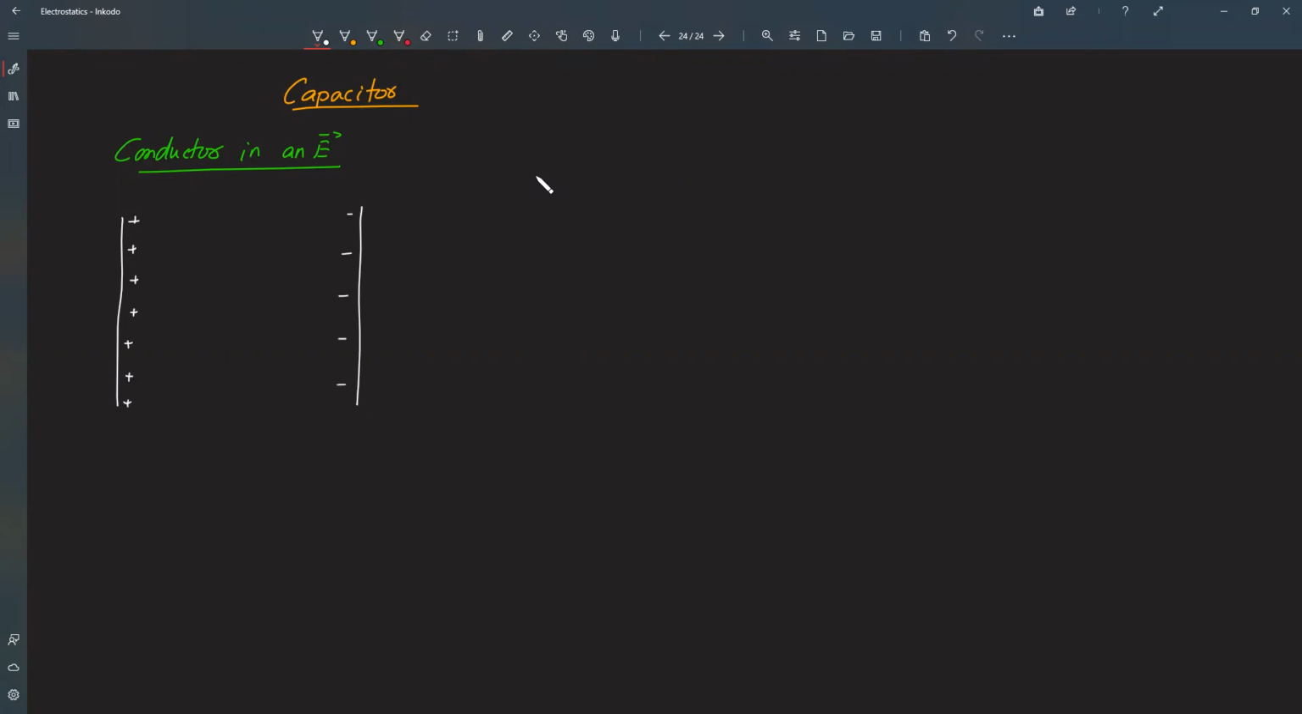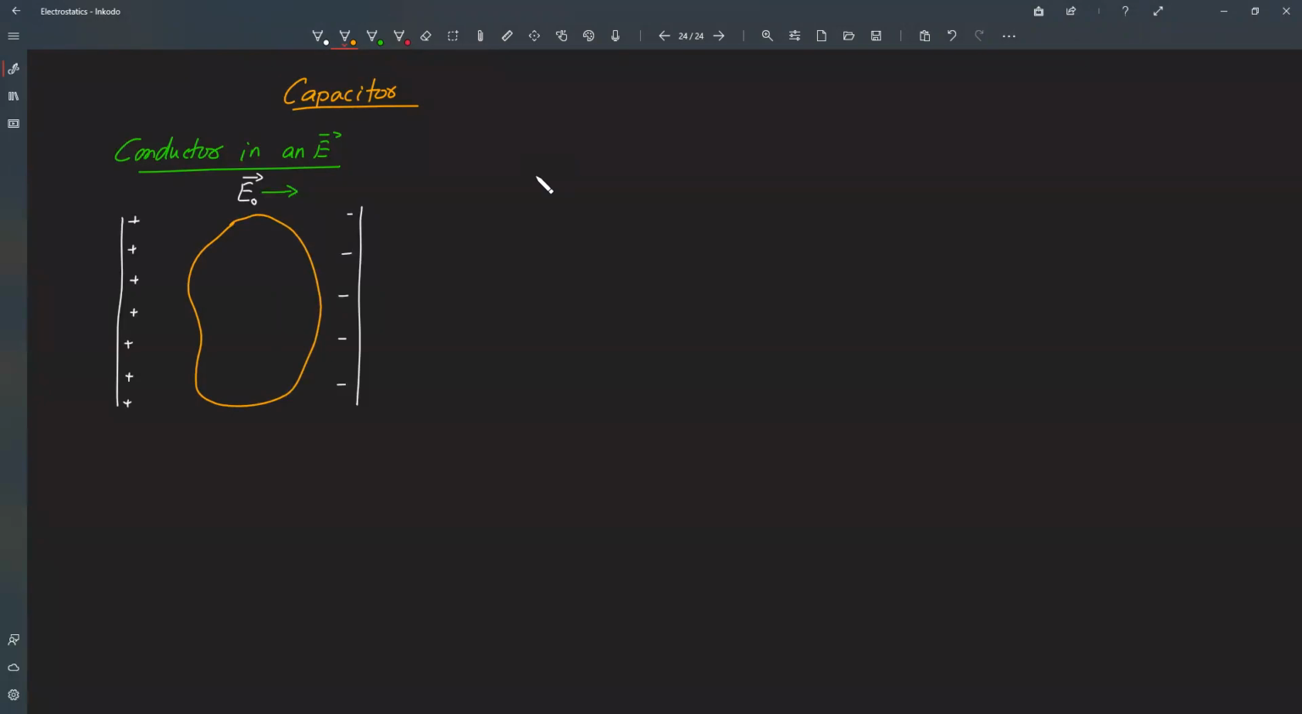So what happens here? There will be an electric field set up here, right? Let's say that electric field is represented by E naught. That is the electric field. And what will be the direction of this electric field? It will be from positive to negative. Now let's introduce a conductor inside this. Let's say this is a conductor which is kept in between the two plates. So that's why it is kept in an electric field.